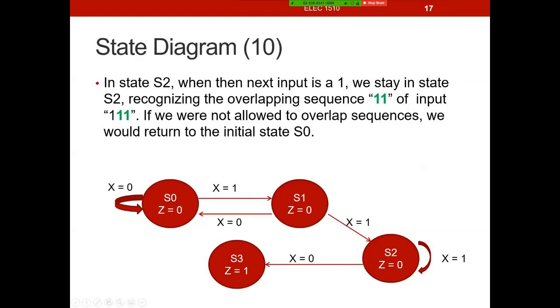We said that we were in state S2. When our input X was a 1, we want to stay in state S2, meaning we still recognize that we've seen 1, 1 to get us here. Finally, our last state transition is we need to account for what happens when we're in state S3. We haven't decided what happens when our input X is a 1 or our input X is a 0.